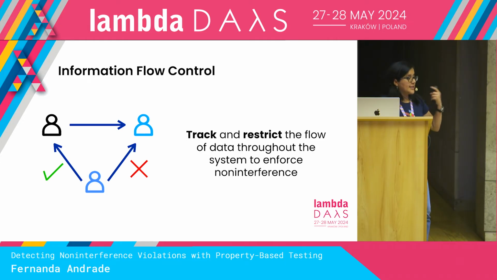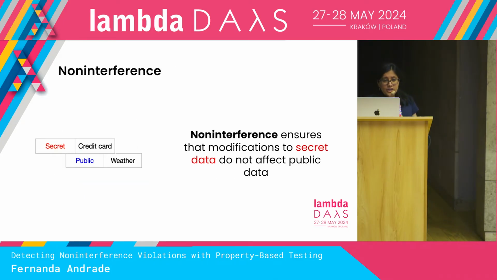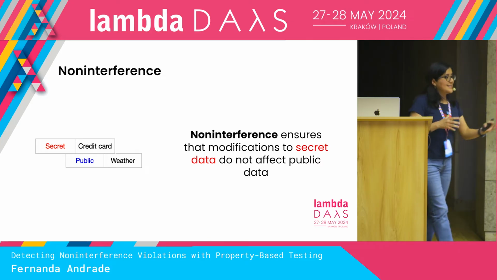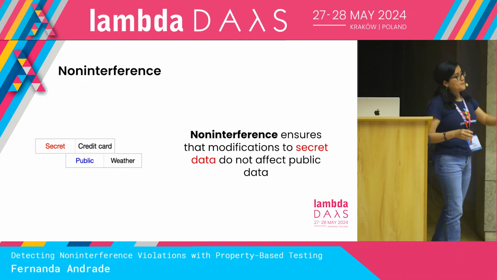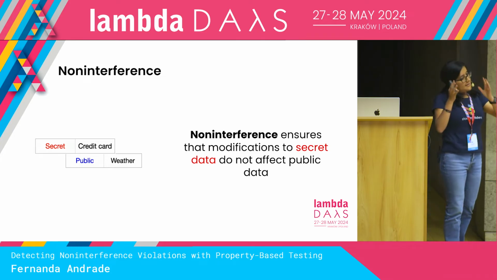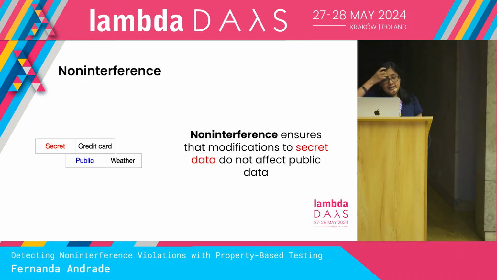And security systems that are focused on information flow control do that by ensuring a property called non-interference. I'll be talking about that in a moment. Non-interference ensures that the modification of private data doesn't affect public data. So basically, if you have a system that handles public information such as the weather and private information such as credit cards, the credit card information doesn't affect public information. And this property, non-interference, is very important to ensure the security of information.